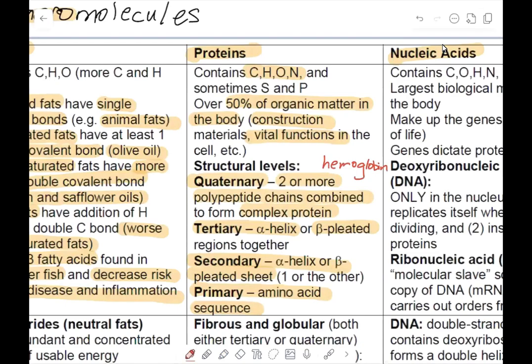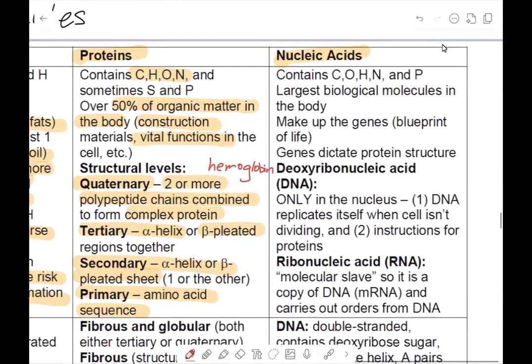And we'll talk in a little bit about enzymes. They are all proteins. The last group of macromolecules is the nucleic acids. It, like proteins, has carbon, hydrogen, oxygen, and nitrogen, but also phosphorus. And it makes up the genes, which are the blueprint of life. So those genes are going to dictate the protein structure. We have DNA and RNA.